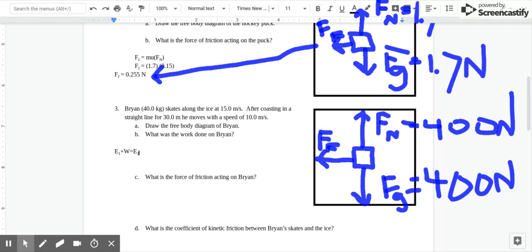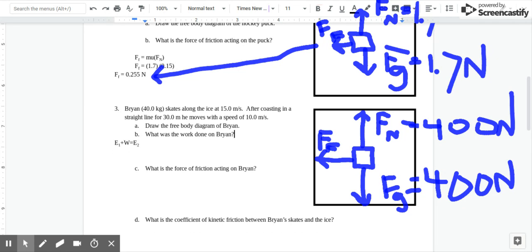And people were confusing this with like, what work does Brian do? That's different. He doesn't do any work, actually. He did work to get himself moving to 15 meters per second, probably. But he's not doing any work while he coasts, and that's what they're talking about. So obviously there's some negative work done on him because he slows down. So friction is the only thing that's doing work on him anyway.